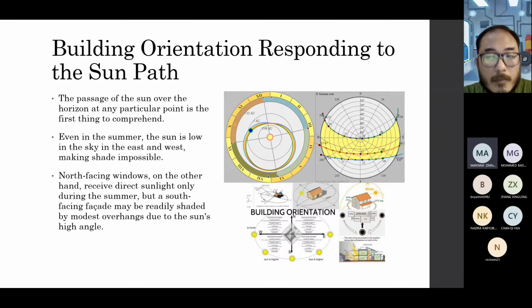So the phrase building orientation typically refers to the direction in which the facades face. Regardless of the climate, it is preferable to have the main facade face north or south rather than east or west. Even in the summer, the sun is low in the sky in the east and west, making shade impossible. North-facing windows, on the other hand, receive direct sunlight only during the summer, but a south-facing facade may be readily shaded by modest overhangs due to the sun's high angle.